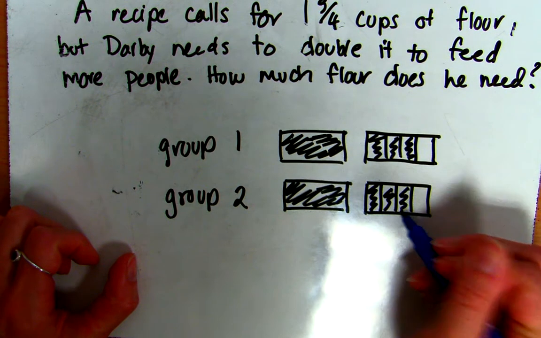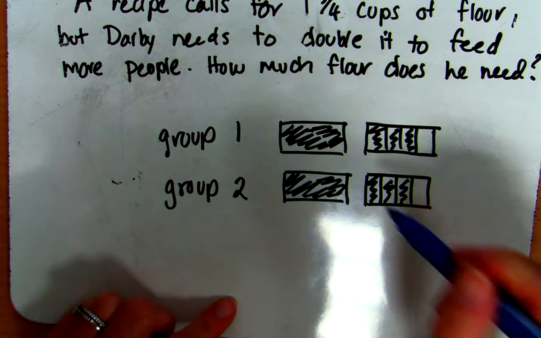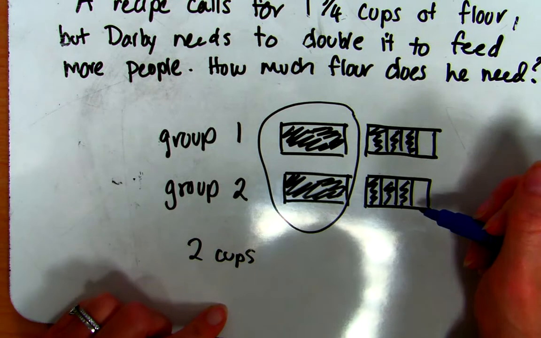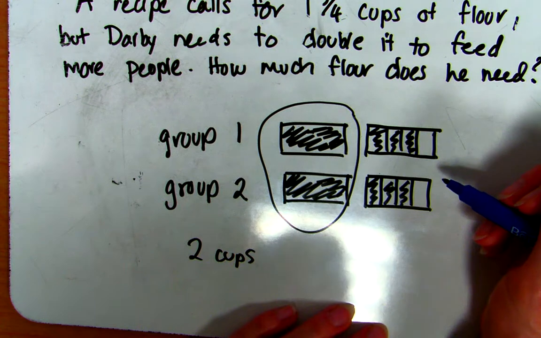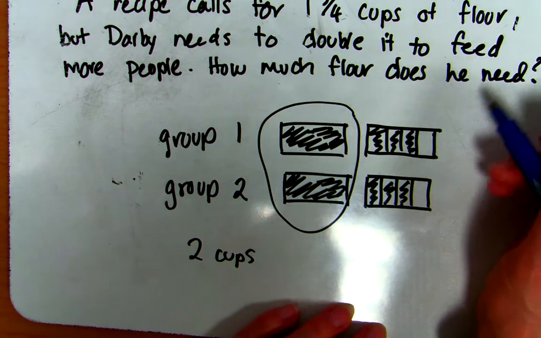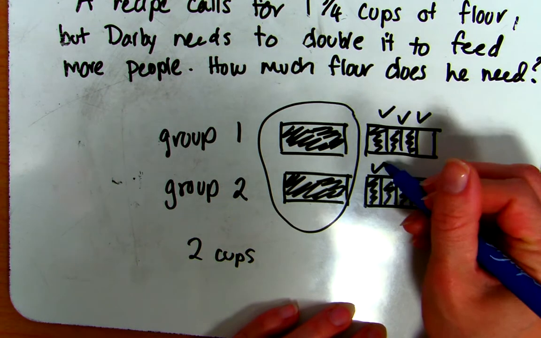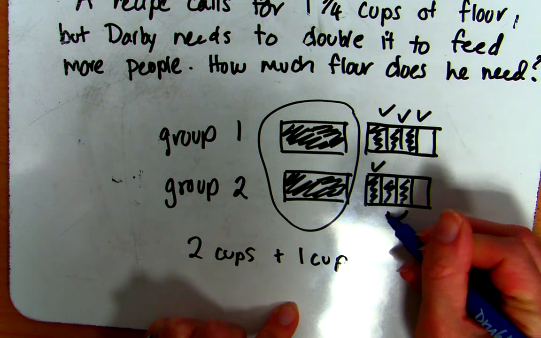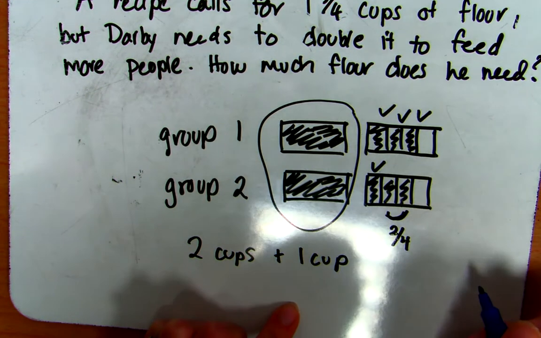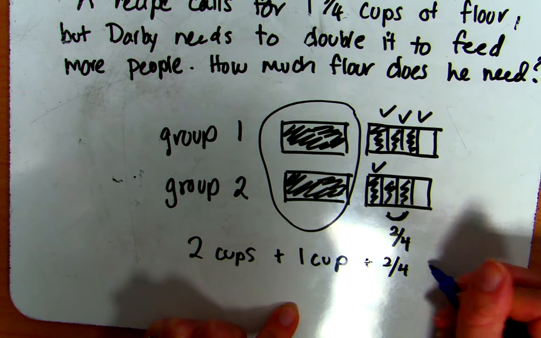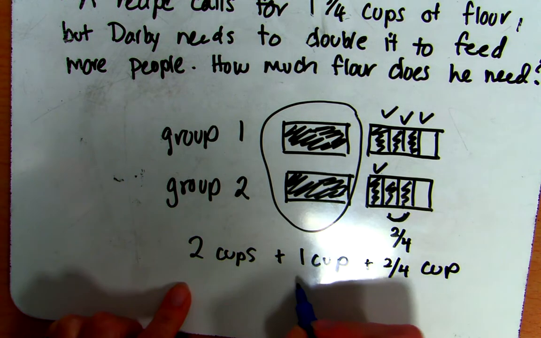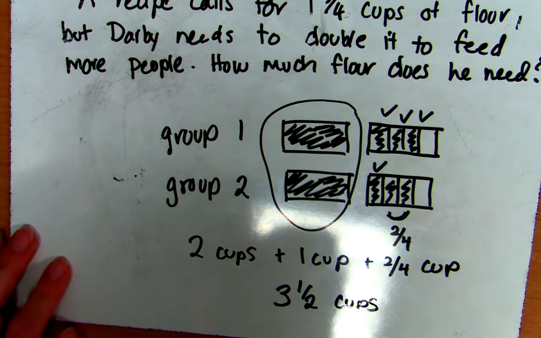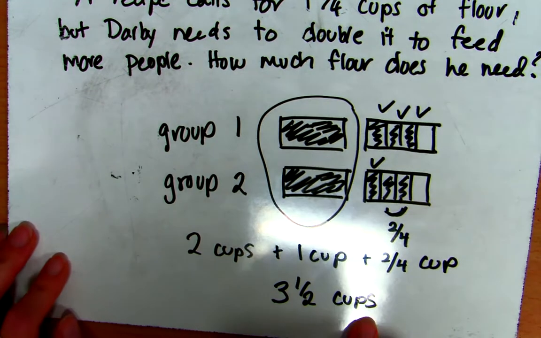Okay, so now we want to look at what do we have in total. Well, pretty obviously, right here, we have 2 cups of flour. Then we've got all these fourths over here. And we know that 4 fourths make 1 whole. So let's see how many fourths we have. We have 1, 2, 3, 4. That makes 1 whole, so we can add an extra 1 cup. And then we have another 2 fourths here, so we get another 2 fourths of a cup, or 1/2 of a cup. So we get 2 plus 1 is 3, 3 1/2 cups. And if we check back with our estimate, which was between 3 and 4 cups, that's right on.